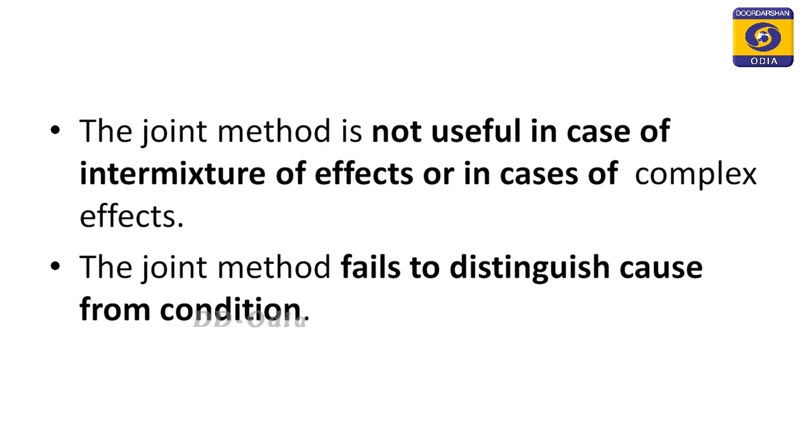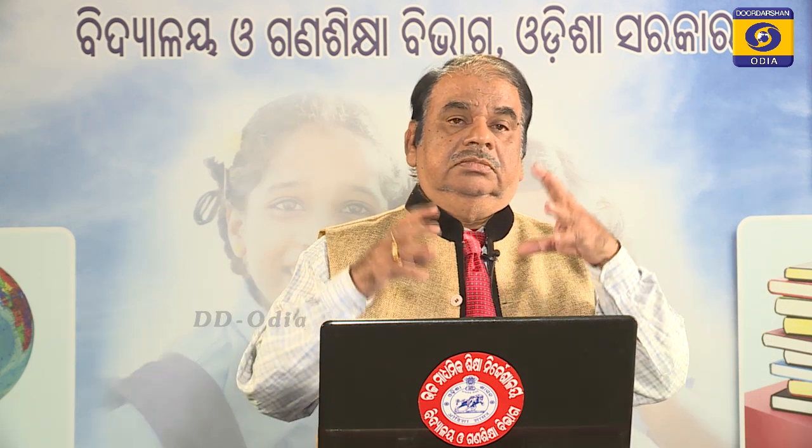And another point of disadvantage is that the joint method is not useful in case of intermixture of effects or in case of complex effects. We have already discussed what is the case of intermixture of effects, where many phenomena occur in a combined, complex manner, and we are unable to distinguish which factor is responsible for which one. That means we are incapable of separating one factor from the other, and those cases are treated to be the cases of intermixture of effects.